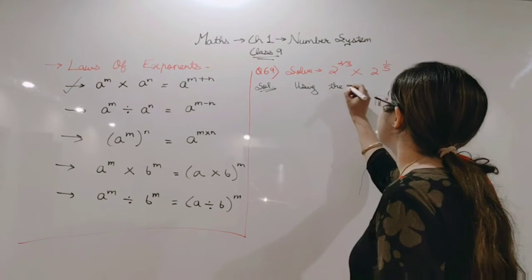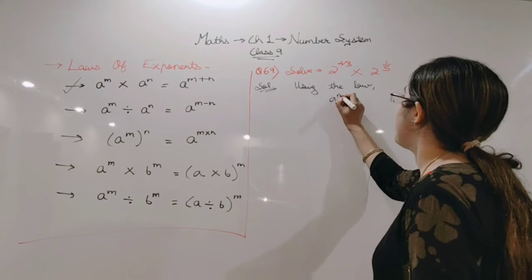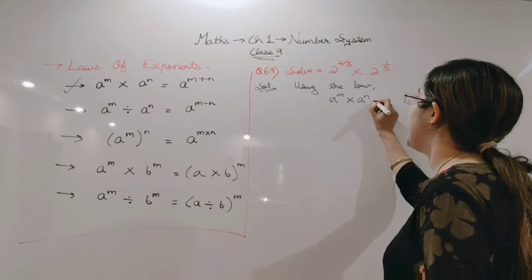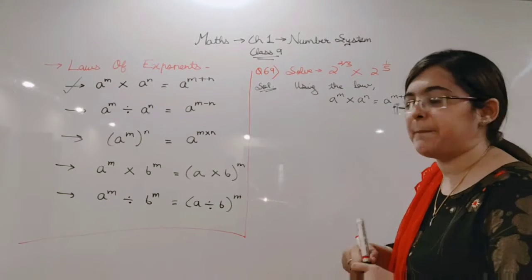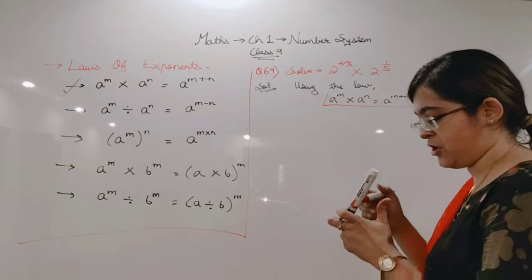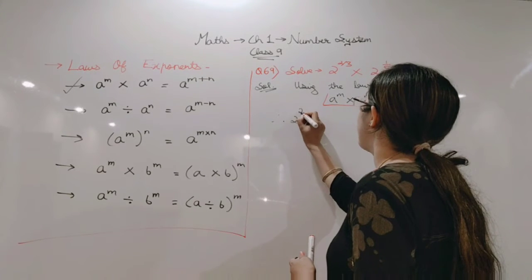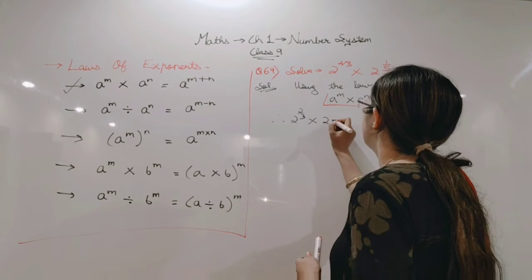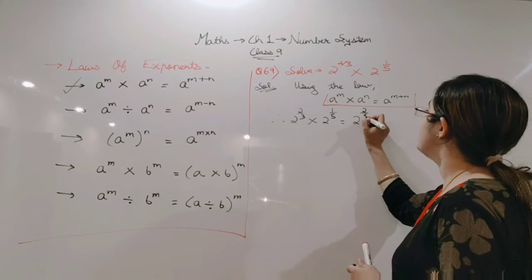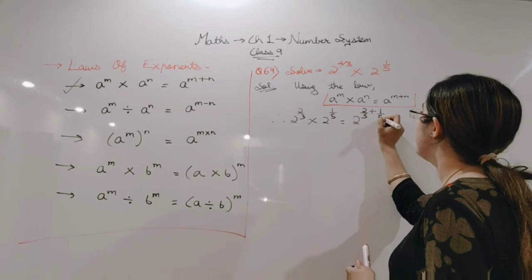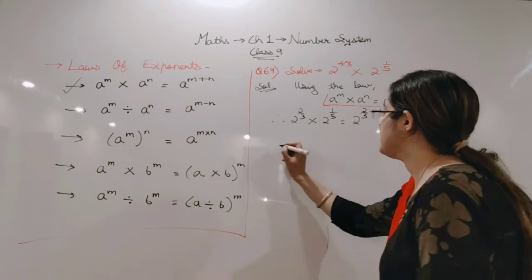What will we write, students? Using the law, this property you have to write: a to the power m into a to the power n gives a to the power m plus n. This is your property that you have to write in each question. Therefore, here the powers will also be added. That means 2 to the power 2 by 3 plus 1 by 5. We have applied this first law of exponents.